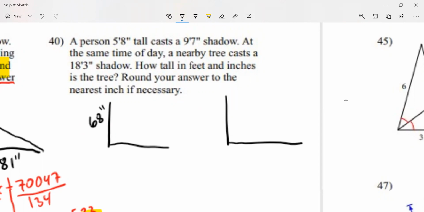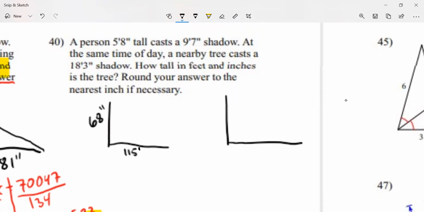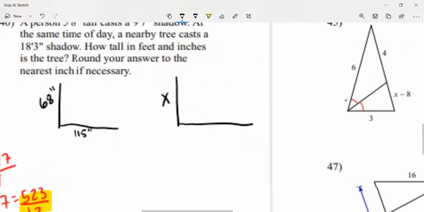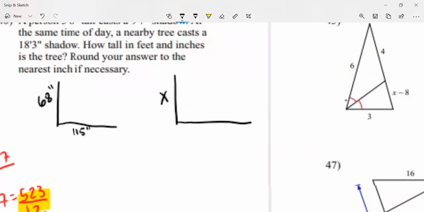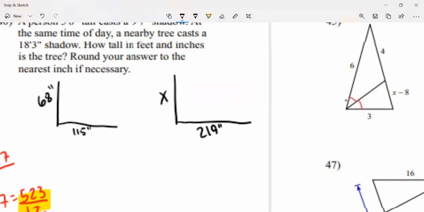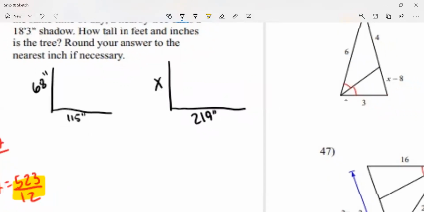The shadow is 9 feet 7 inches. I'm going to go 9 times 12 plus 7. So I'm going to say the shadow is 115 inches. At the same time, a nearby tree, I don't know the tree's height, cast a shadow of 18 feet 3 inches. I'm going to go 18 times 12 plus 3, so 219 inches. I moved everything to inches. Now I got to solve for x.